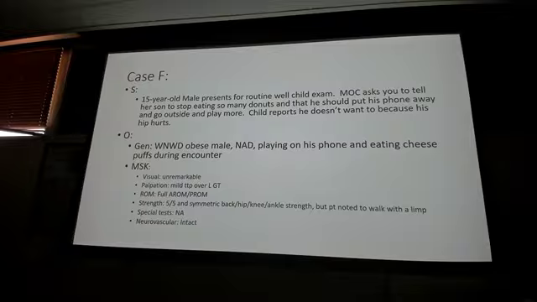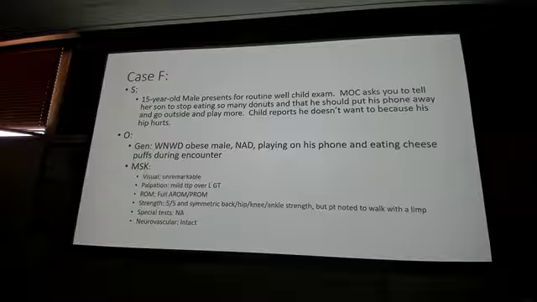Well-nourished, well-developed, quite well-developed because he's an obese male. Very well-nourished. No acute distress. Playing on his phone and eating cheese puffs during the encounter. That's it, we found him. It's Eric Cartman. Eating his cheesy poofs. It will not be that obvious on the exam. I'm not going to tell you that he's sitting there eating cheese puffs.